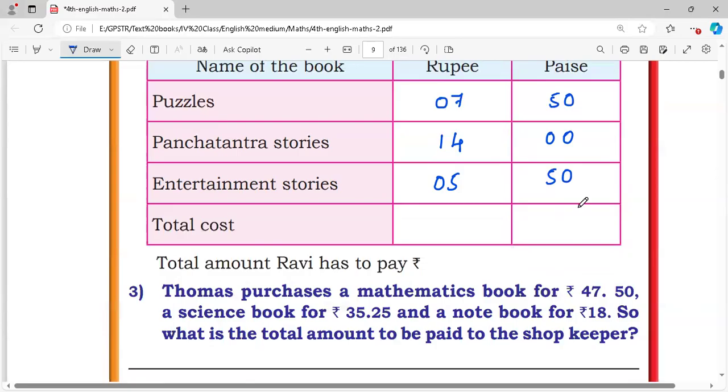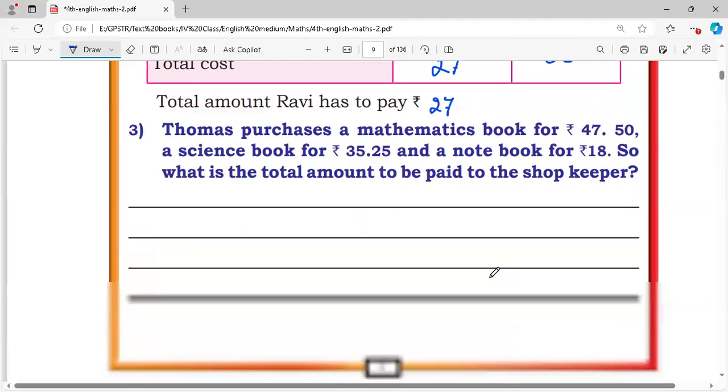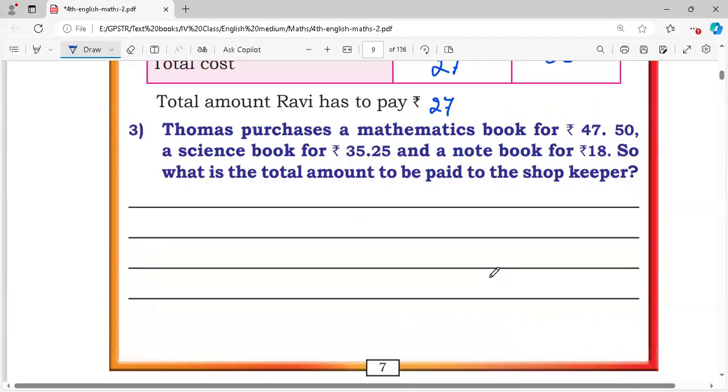0 plus 0, 0. 5 plus 5, 10. 0 carry 1. 7 plus 4, 11. 11 plus 5, 16. 16 plus 1, 17. 7, carry 1. 1 plus 1, 2. 27 rupees. Total amount 27 rupees. The total amount Ravi has to pay is 27 rupees.